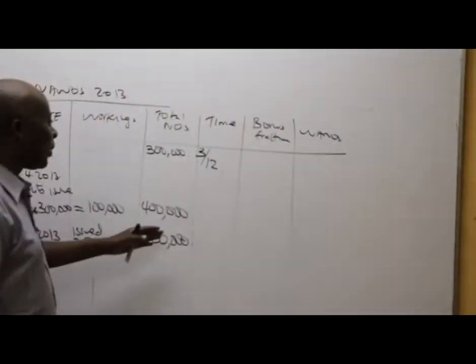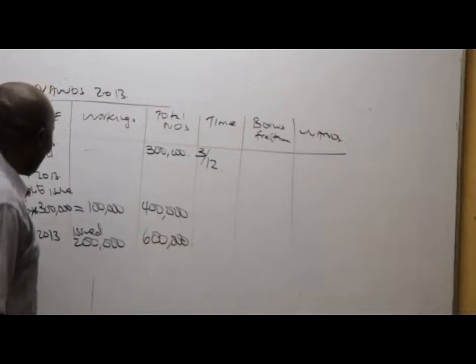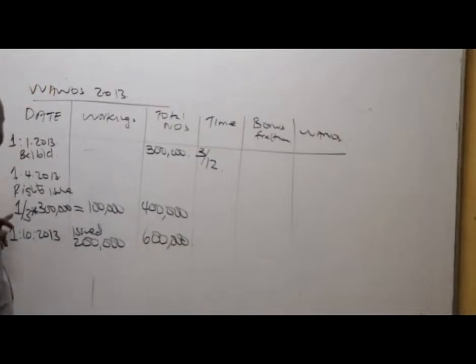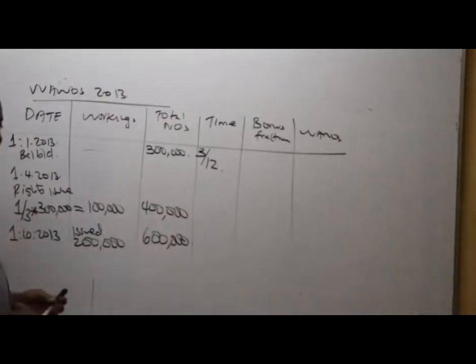So now, give me the time. Tell me from 1st April to 1st October. How many months do we have in between?